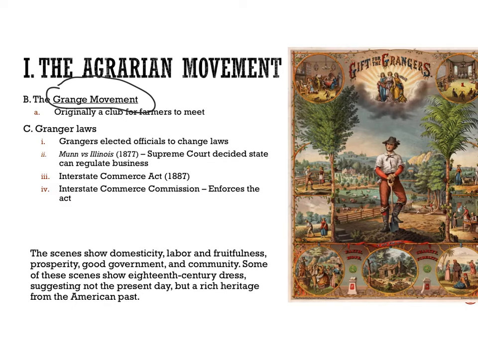But this is the Grange movement, where farmers get together and discuss ideas and problems they're having. Eventually, they realize the railroads are not charging everyone fairly, and it becomes a big issue, and they want to get laws passed. And they're able to get some Granger laws passed.